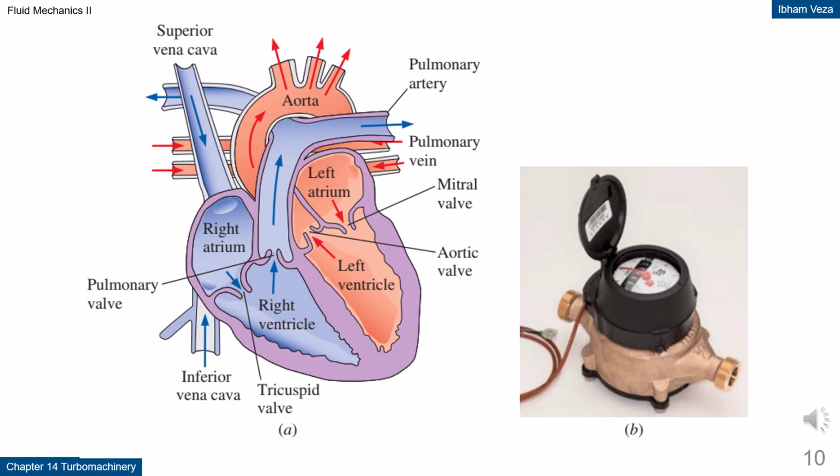Biological and mechanical analogies. The images of the human heart and a water meter show an analogy of positive displacement pumps and turbines. The heart works as a pump that moves a certain volume of blood in each heartbeat cycle. The water meter works on a similar principle, but is used to measure flow volume. Both operate based on displacing a fixed volume per cycle or revolution. This analogy helps to understand the positive displacement concept in a more intuitive way.